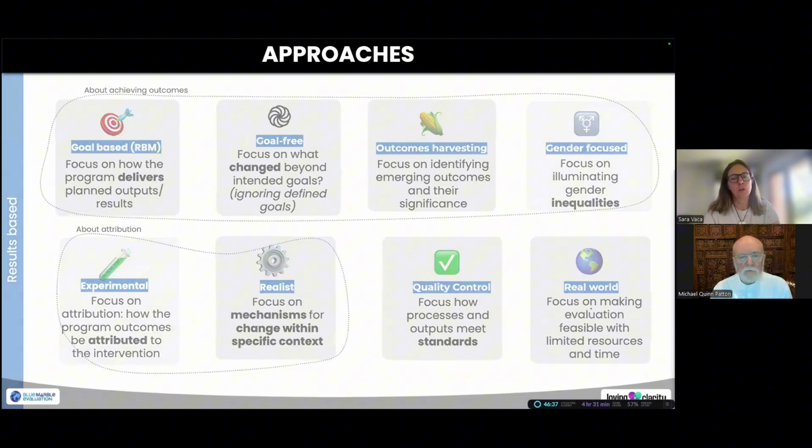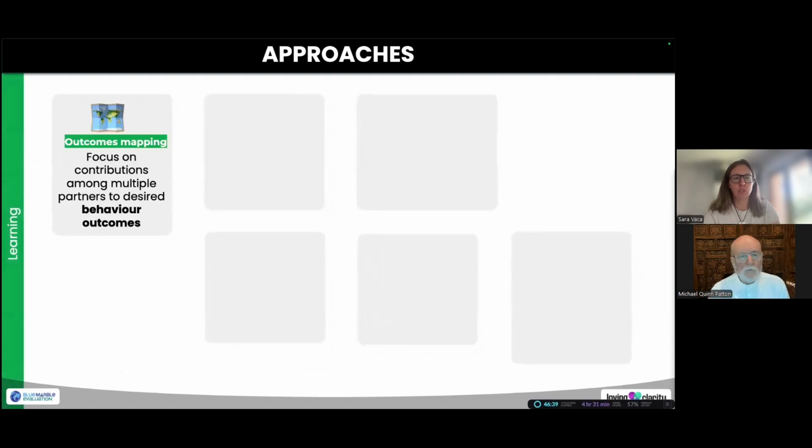Cool. So now let's move to the next framework, which is learning. So, linked to the outcomes harvesting, we have the outcomes mapping that focuses on how different partners contribute differently. Is that how you would explain it? I mean, part of the emphasis here is being sure that the outcomes are behavioral outcomes and that especially where there are multiple actors or organizations working together, an outcome map looks at what each of them is contributing to those outcomes.